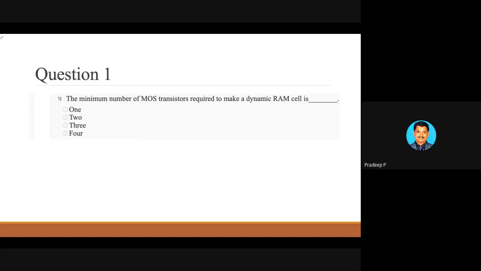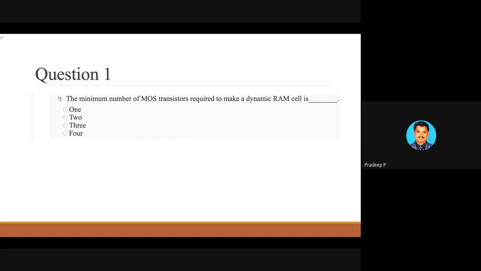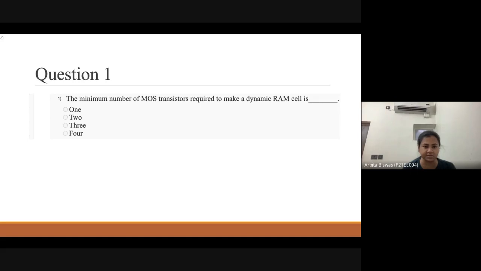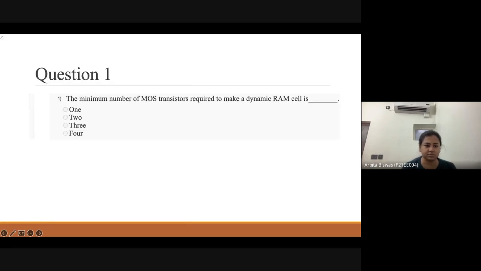Answer one, madam. One is enough for dynamic RAM. Can you explain it a little bit? Yes, madam. Charging and discharging through one MOSFET is possible. At the drain output, we can place one capacitor. Yes, good. This is the right answer. So the answer is the first option.